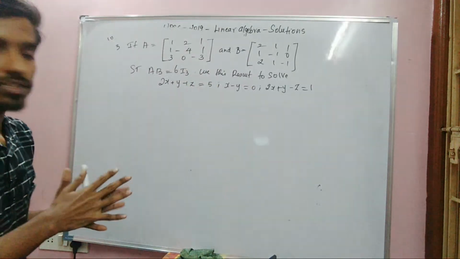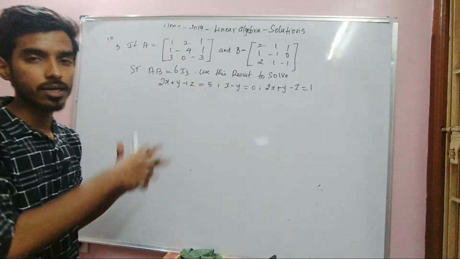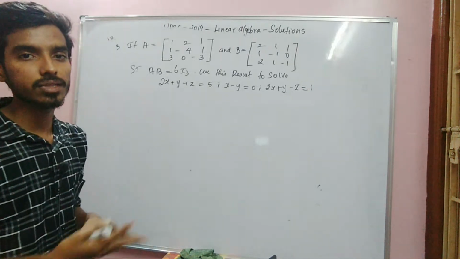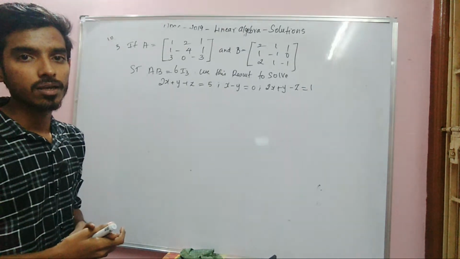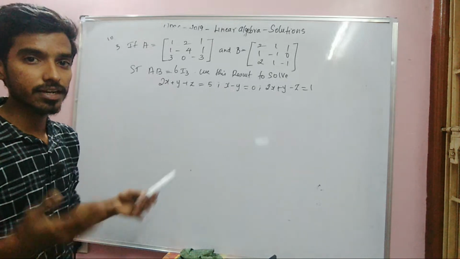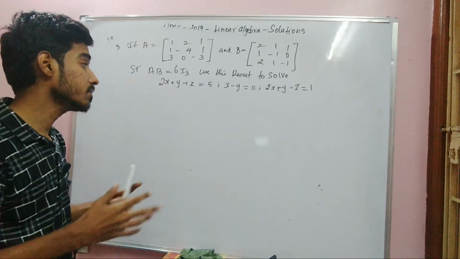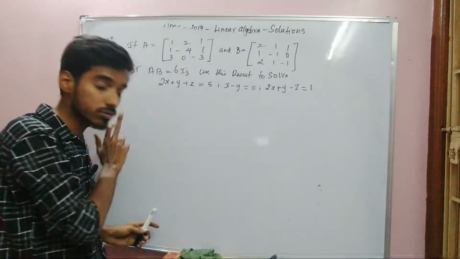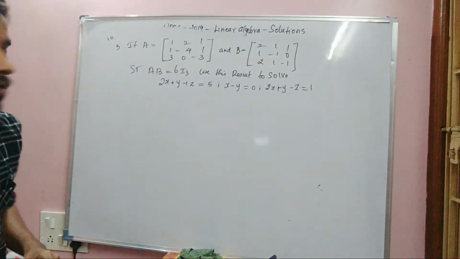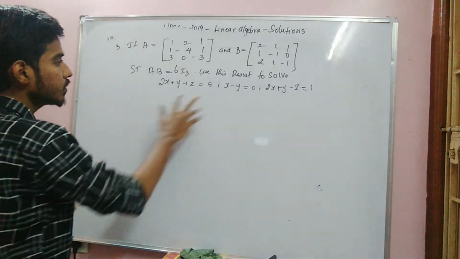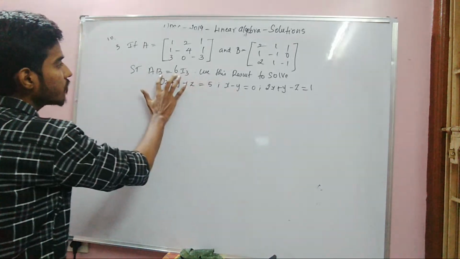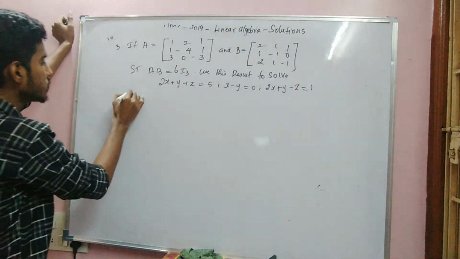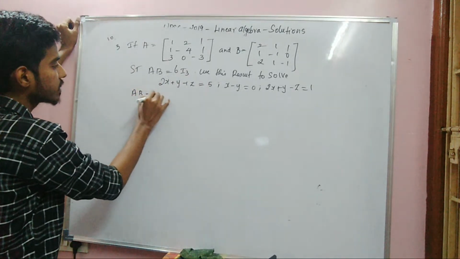There are the matrix inversion method, Cramer's method, Gauss elimination method, Gauss-Jordan method, Gauss-Seidel method, Gauss-Jacobi method, right? There are infinitely many, and then Crout's method, there are many methods. I always prefer to use the Gauss elimination method. But before that, first we need to prove this, and with the help of this result only we are going to solve it. Now first we need to show AB is equal to 6I3.